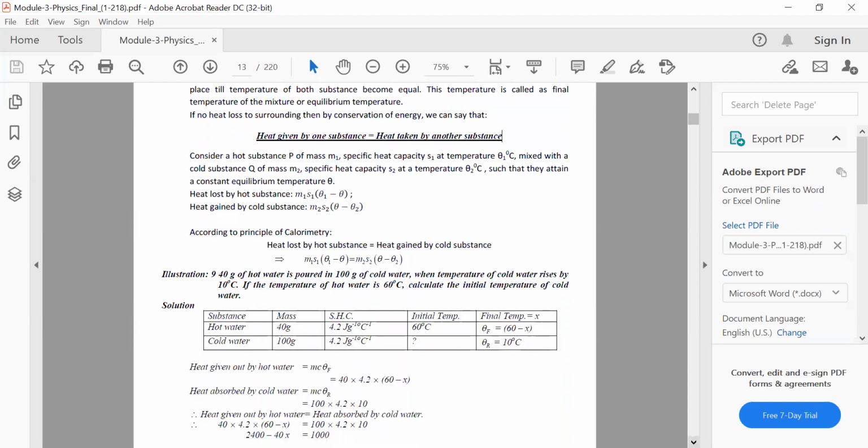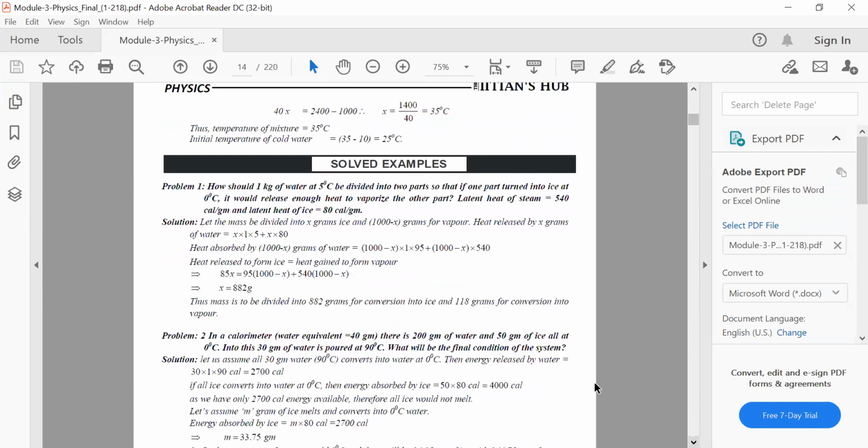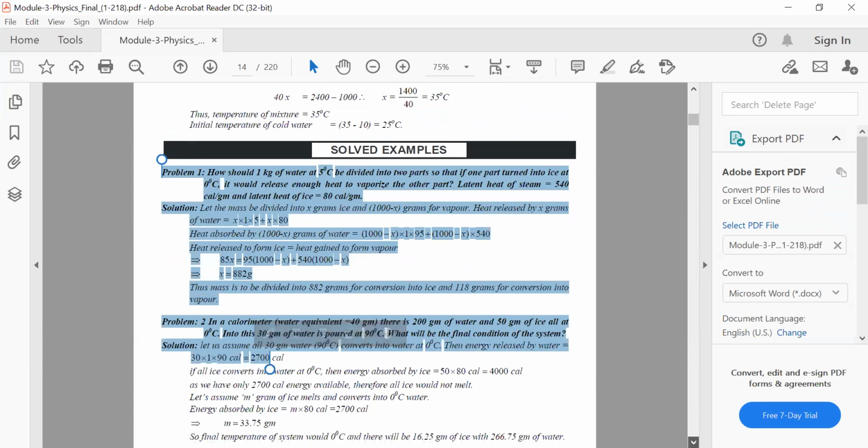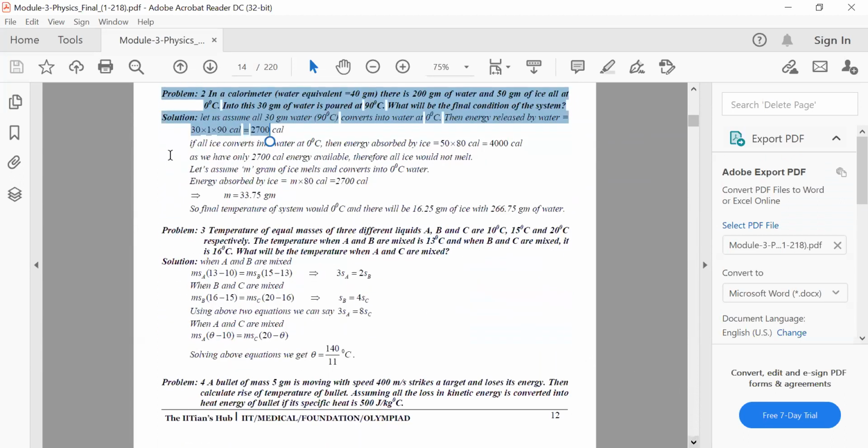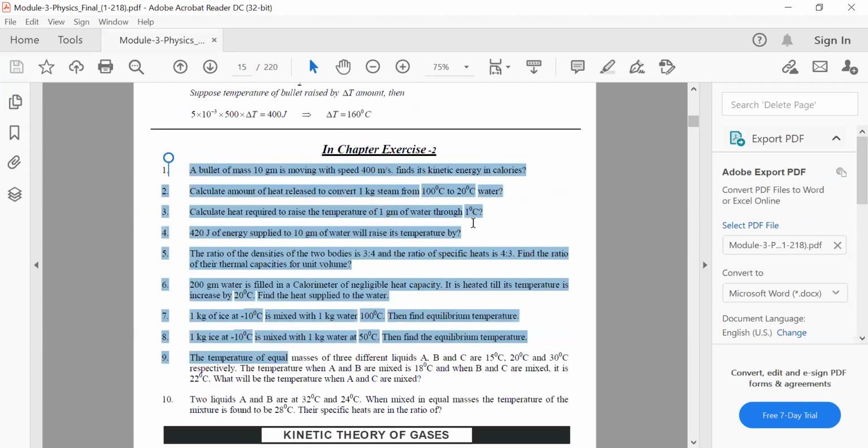So make sure to revise the questions we've done in class because they're of a more tricky level than these questions. And then you can go through the solved examples and the in-chapter exercise. It will be enough. You just do this in-chapter exercise. It will be enough for this.